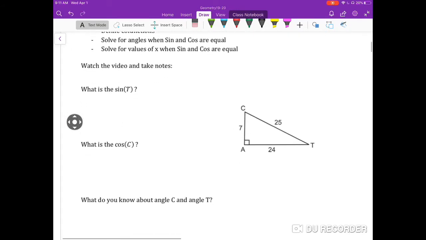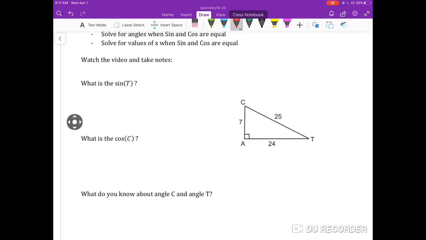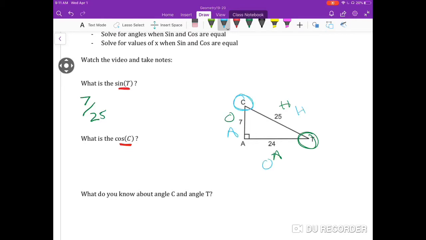For this triangle, what do you think the sine of t and the cosine of c are going to be? Are they going to be the same? Are they going to be different? What do you know and why? If we look at the sine of t, this is the opposite, this is the hypotenuse, this is the adjacent. So the sine of t is 7 over 25. And then we want to do cosine of c, which is this one: opposite, adjacent, and hypotenuse. So the cosine of c is 7 over 25.